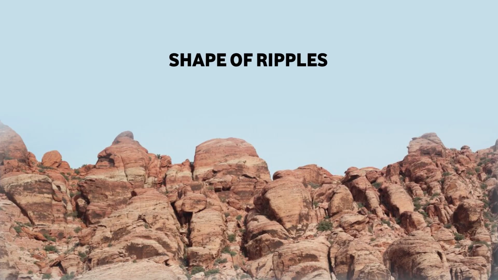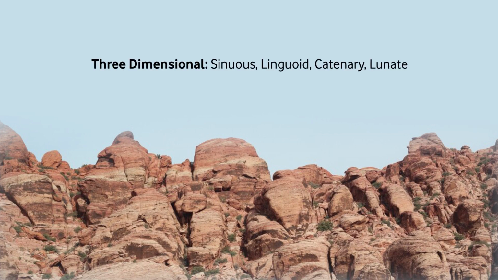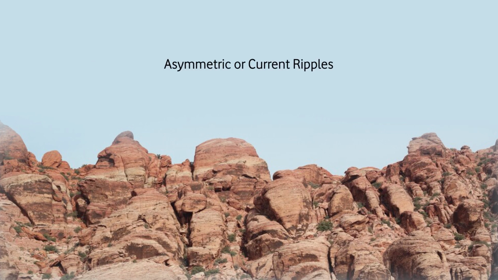Shape of ripples are also of two types, two-dimensional or three-dimensional. They are either straight crested or three-dimensional: sinuous, linguoid, catenary, or lunate. They are either asymmetrical or symmetrical. Asymmetrical are the current ripples, or they are symmetrical, which are also wave ripples.